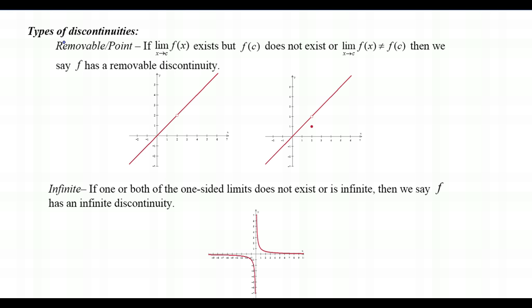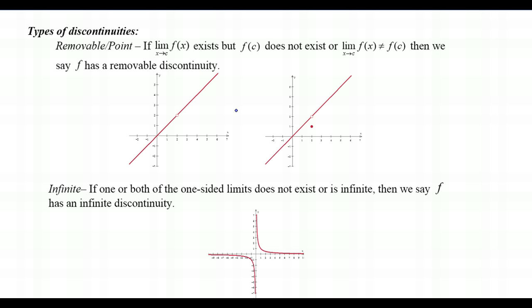So now let's look at the types of discontinuities. The first type of discontinuity is called a removable or a point discontinuity. And formally, this happens when the limit as x approaches c of f of x exists, but f of c does not exist. So the actual function value is missing, or the limit doesn't equal the function value. And then we say that f has a removable discontinuity.